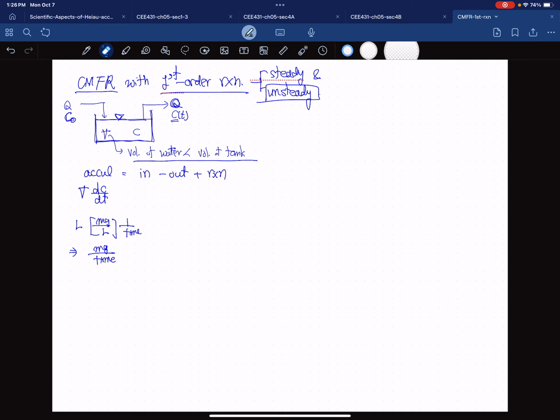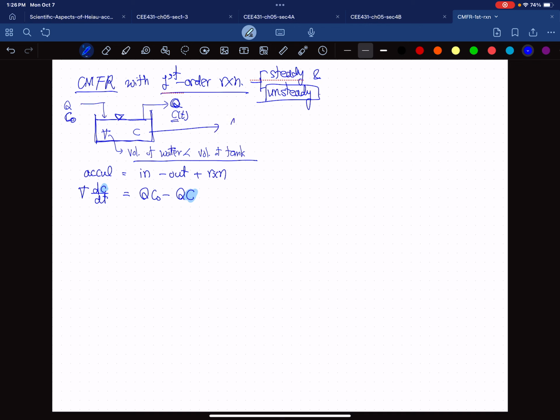Okay, so let me clear it. Then the incoming mass flow rate is Q with the inlet concentration C naught, and the outgoing flow has the same flow rate Q and concentration C. This C and that one are actually the same because we assume that within this reactor, mixing is instantaneous.